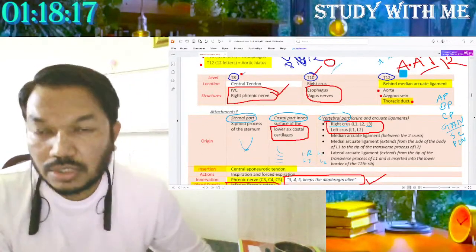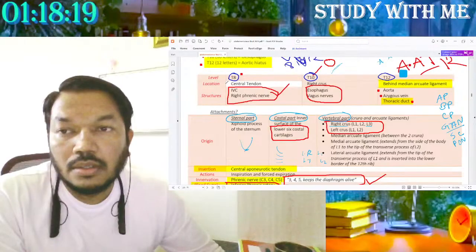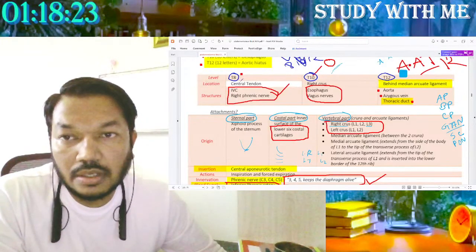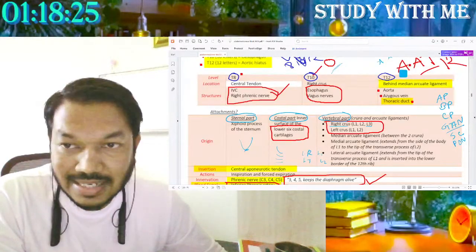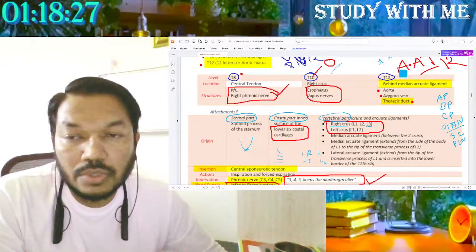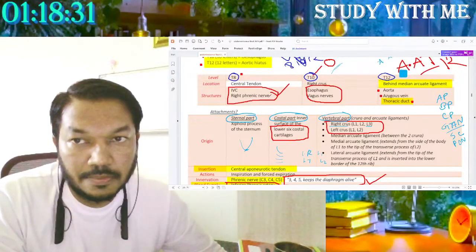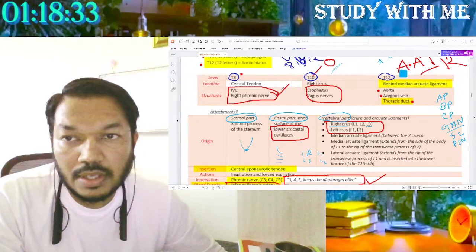So T8 is the inferior vena cava, and it remains in the central tendon. With the inferior vena cava, the right phrenic nerve passes through the diaphragm. Very important. These are all exam questions.